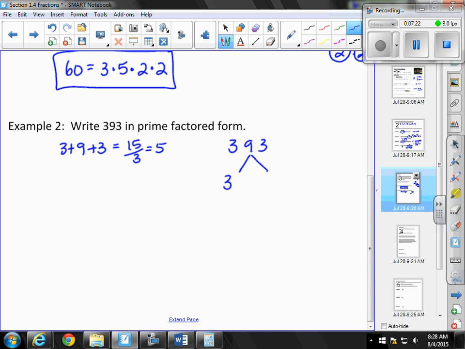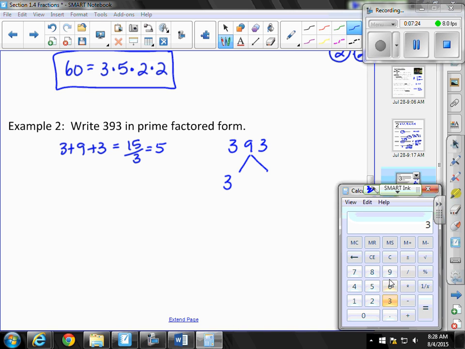I'm going to bring my calculator back up. 393 divided by 3 is 131. So I'm going to circle 3. And then I have to try and see, is 131 prime or composite? Well, 131, I know it's not divisible by 2 because it's not even. 1 plus 3 plus 1 is 5, which is not divisible by 3. It's not divisible by 5 because it does not end in a 0 or a 5.